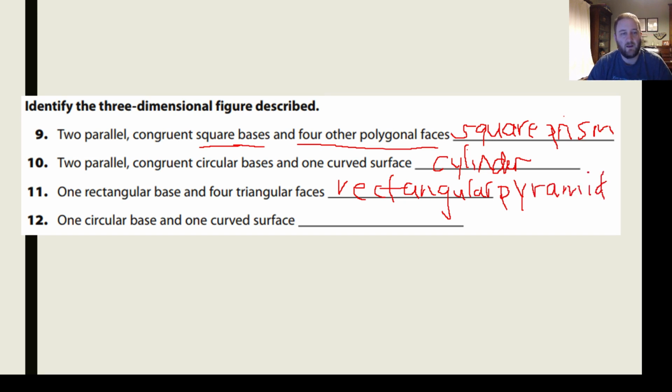Okay, and then 12, 1 circular base and 1 curved surface. So it's got 1 circular base on the bottom, 1 curved surface coming up to a point, right? Because if it only has 1 base, it means that it can't come up to another base at the top. That means it has to come up to a point at the top. Okay, so this is going to be a, what do you think? This is a cone.